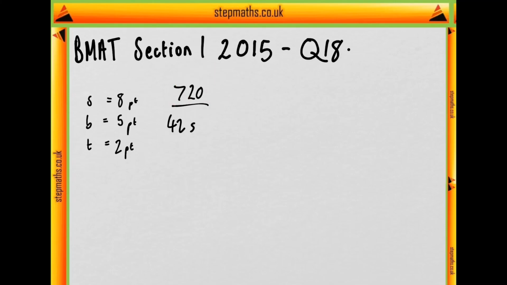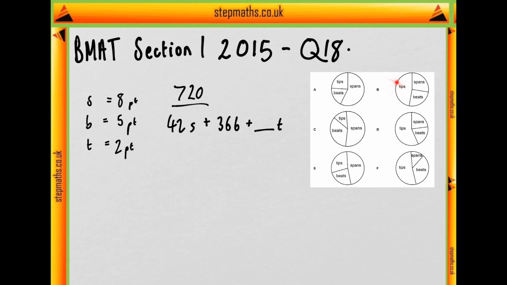Their 42 spans and their 36 beats were also new records, but they fell just short of claiming the record for the most tips in a season. So we don't know the number of tips, but we are shown these number of charts, and we're asked to work out which of them represent the composition of the 720 points scored by the Eagles, i.e. the number of spans, beats and tips and their relative proportions.